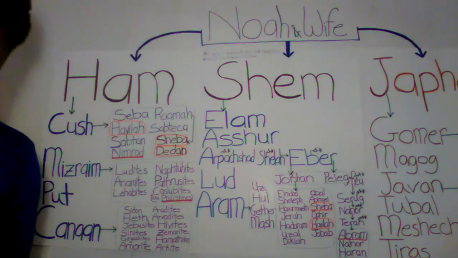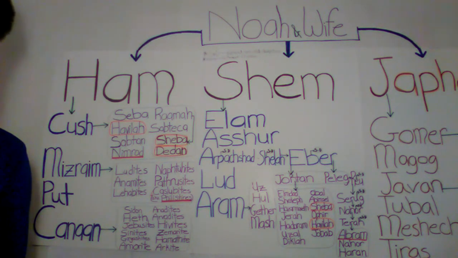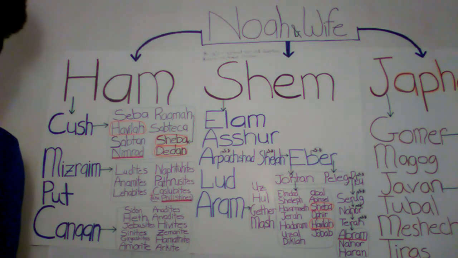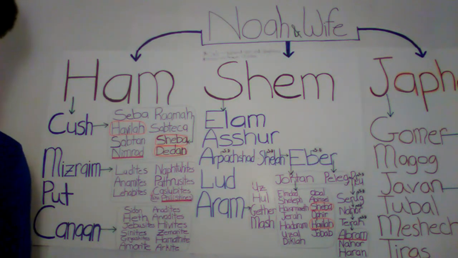So let's begin. We're going to go to scriptures and go to Genesis chapter 10, starting with verse 21. We're going to go through from verse 21 to 31. Genesis chapter 10, verse 21. Sons were also born to Shem, who was Japheth's older brother, the father of all the sons of Eber. Shem's sons were Elam, Ashur, Arpachshad, Lud, and Aram.